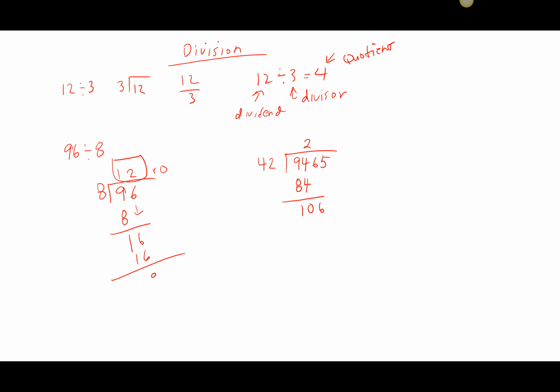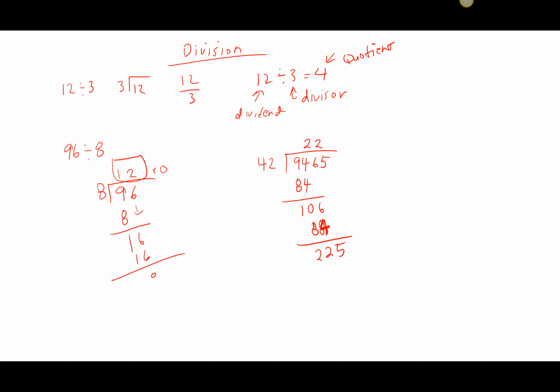42 and 106 will probably go 2 more times. 2 times 2 is 4. Oh, I'm sorry, that's 4, not 8. 2 times 4 is 8. That's 84. 106 minus 84 is going to be 22. Bring down the 5. 225.